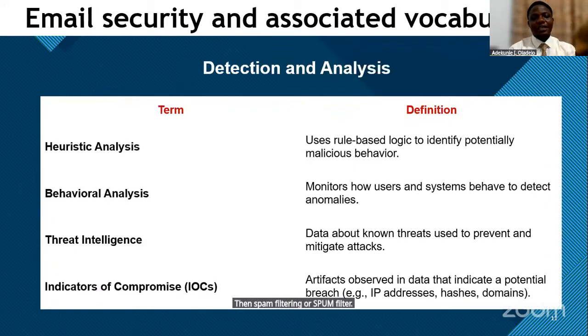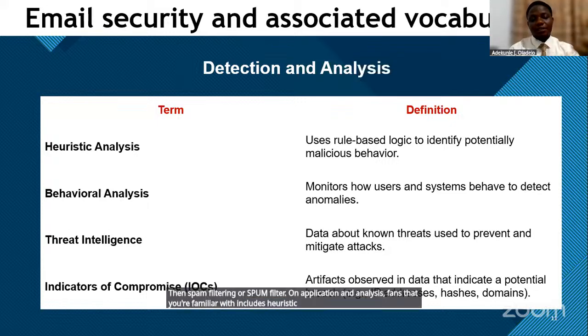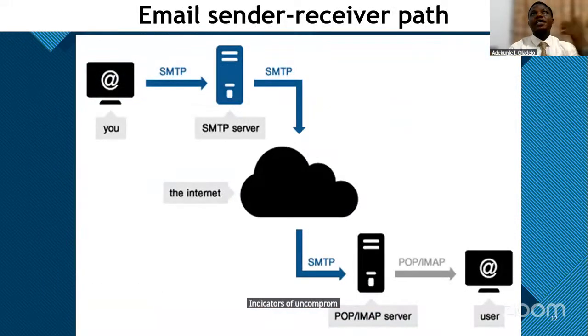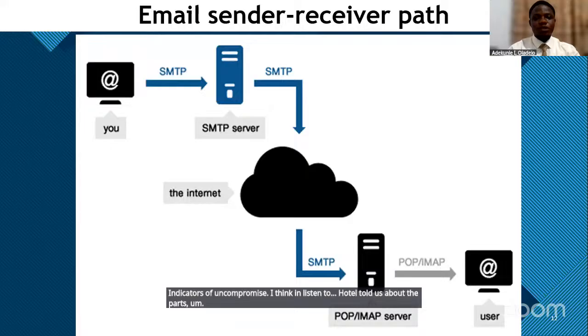Under detection and analysis, terms that we should be familiar with include heuristic analysis, behavioral analysis, threat analysis, and of course, indicators of compromise. I think in lesson 2, the distinguished professor told us about the parts, how the internet works. So how does email work?